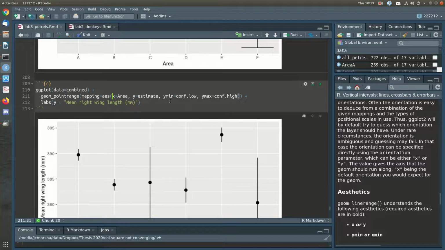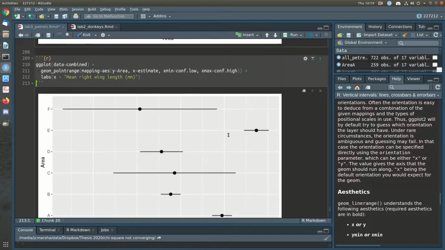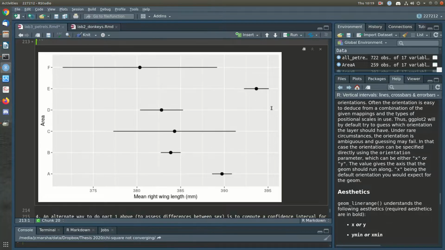Okay, so perhaps I'll show you that as well. y, x, and these will be xmin and xmax. And then we'll change our y axis label. So that's the other way to do it. So again, area E is the highest mean right wing length.